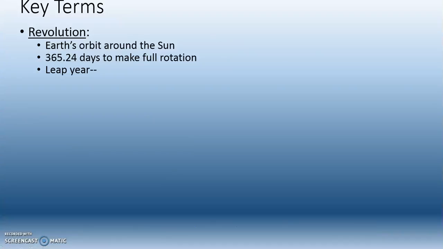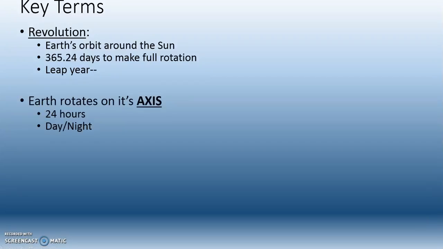Okay, so some key terms that we want to talk about. In talking about the Earth's orbit around the Sun, we know that it takes 365.24 days to make a full rotation. Those 0.24 days are associated with leap year. So remember, leap year happens every 4 years. So that's to make up for that 0.24 days.